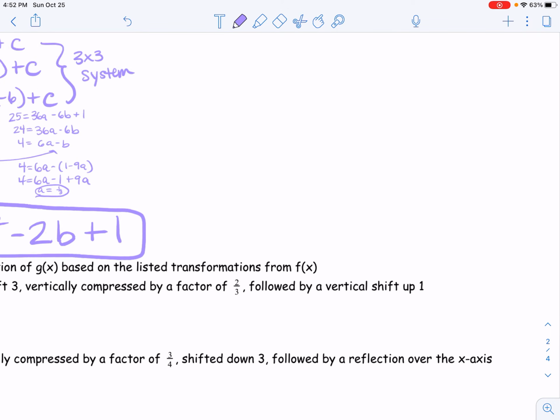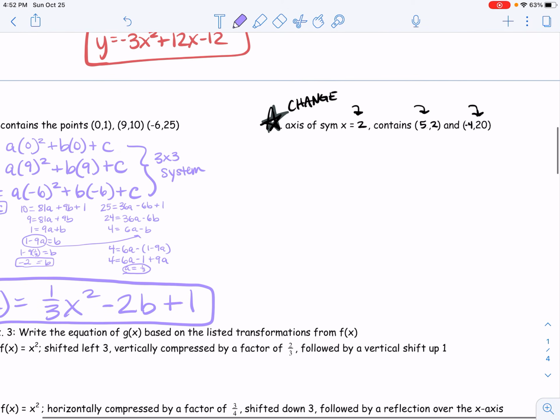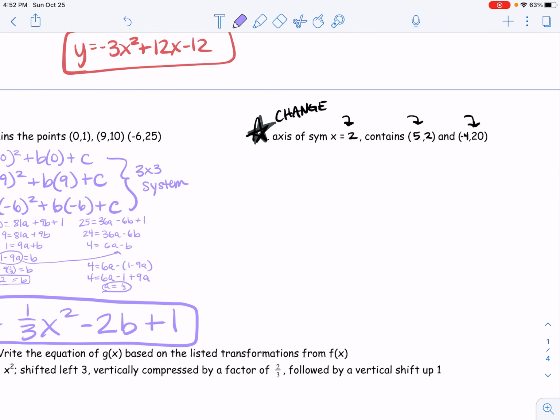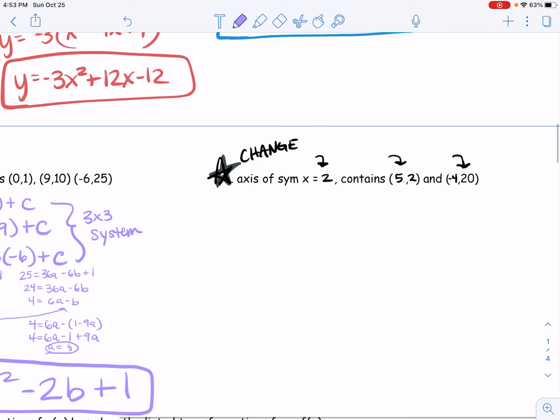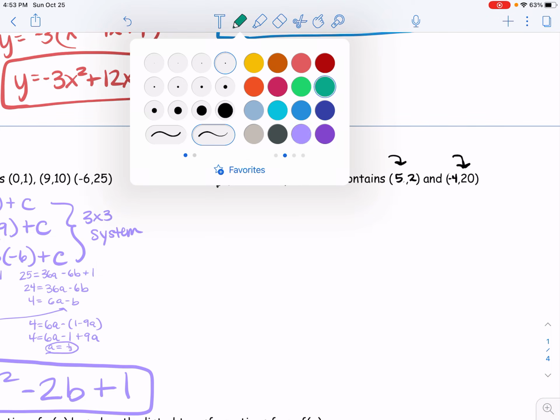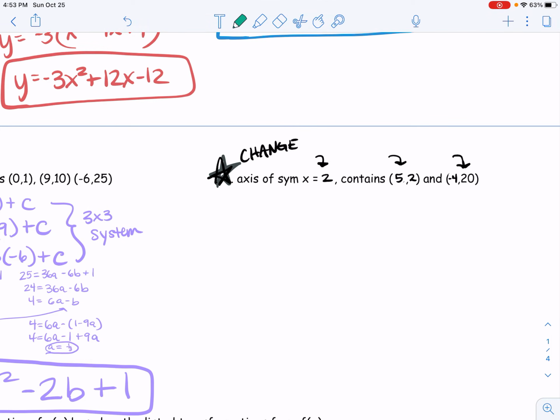Okay. In this next example, I need you to change some of these values. So I need you to change that your axis of symmetry is actually x equals 2. I need you to change that second point to be 5, 2. And then that third point to be negative 4, 20. Okay, it just makes our life a whole lot easier. So here's what I need to do. I need to evaluate the information given to me. If I know my axis of symmetry is x equals 2, then I know my vertex is at 2 comma something.